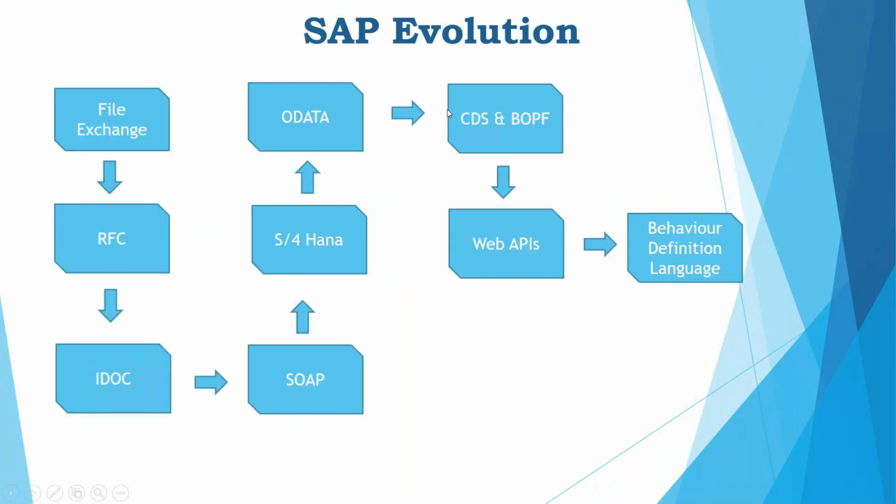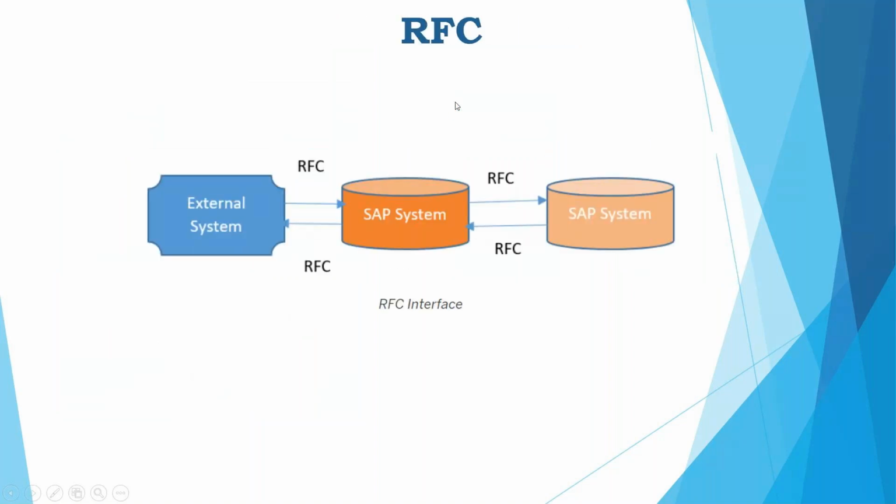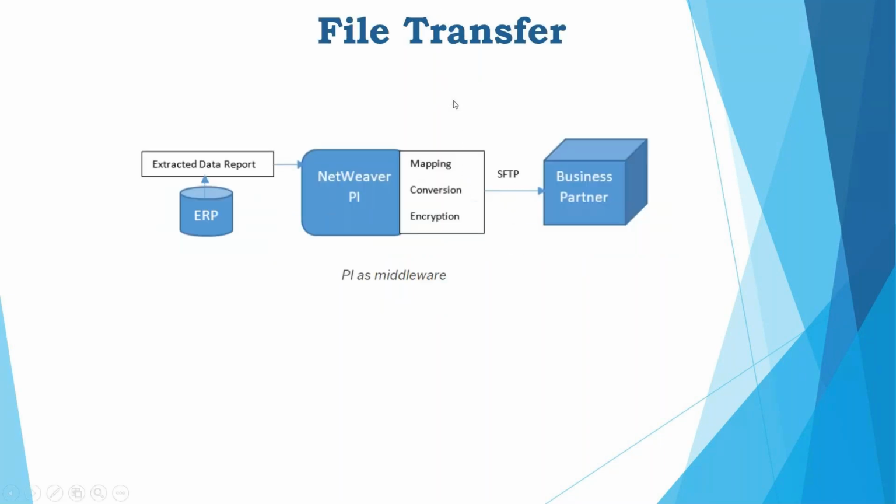Okay, next is called RFC. Yes, using RFC also, we connect one system to another system. It can be a SAP system to a SAP system, or a SAP system to a non-SAP system. We use RFC function module calls, and we communicate from one system to another system. Right? So this is what we are doing till date, today also we follow this.